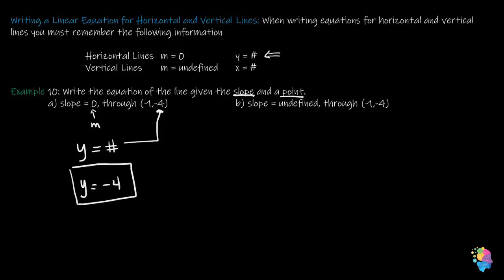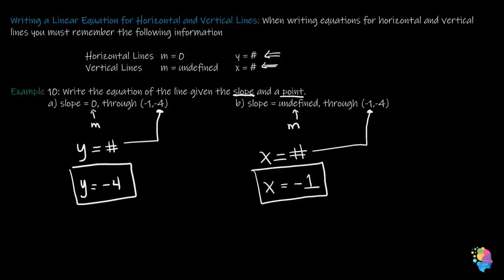Let's try it again with b. In b, they're telling us that the slope is undefined. Then the equation will be x equals a number. Again, this number will depend on the x value of the given point. Then our equation becomes x equals -1.